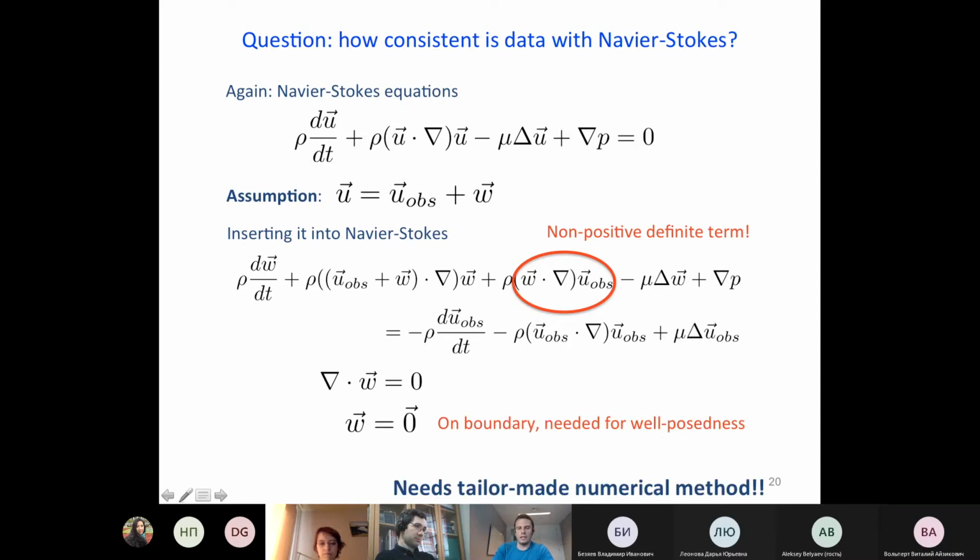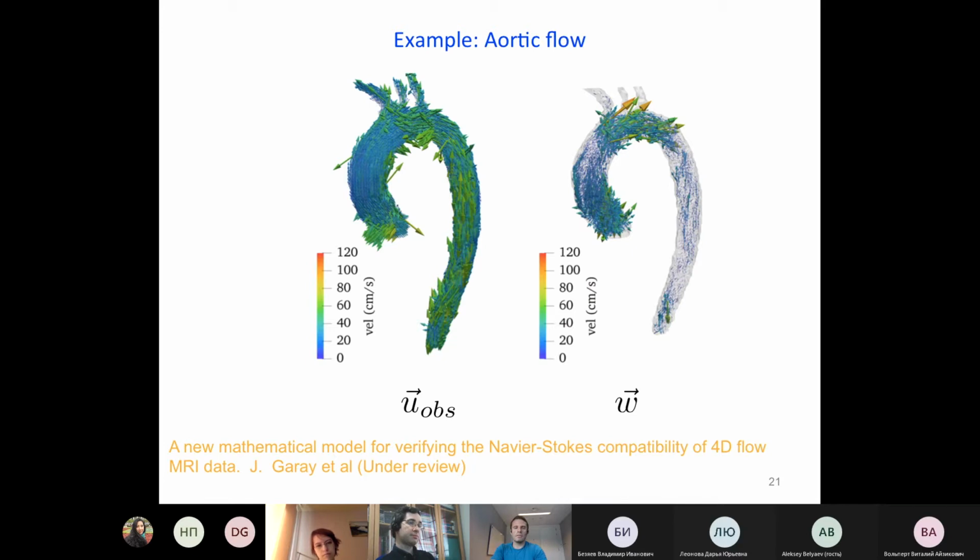So of course you have to complement this with some boundary conditions, which we take exactly as we did for the pressure problem. For this problem, we have developed some tailor-made numerical methods, some stabilized finite elements that take into account this new structure of the problem. Then I'll just give you an example of how this works.